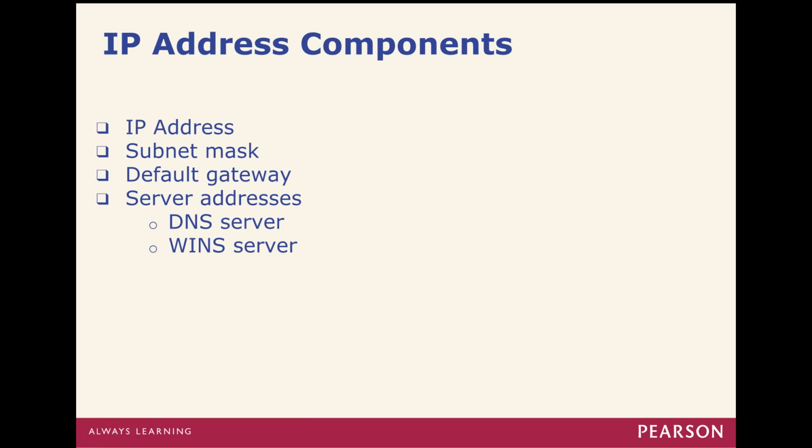Components of an IP address: we've got the IP address, the subnet mask, and the default gateway, which is the IP address for the router or the thing that gets us out of the subnet or out of the network. Then we've got some server addresses like the DNS server or the WINS server. WINS is a primitive DNS, so we don't see it used very often, and sometimes it might even be disabled.